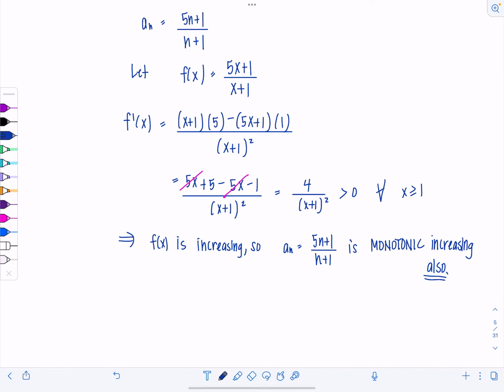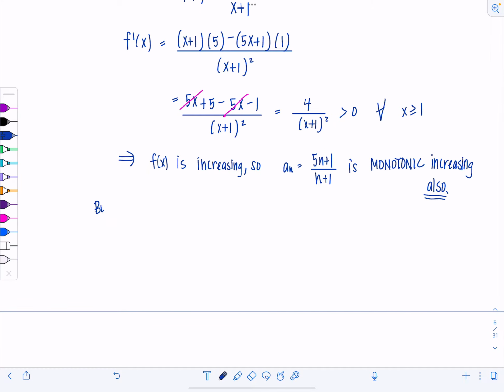Fabulous. Now, the other thing it asks us to determine is if the sequence is bounded. Is it bounded? Okay. Well, since it's increasing, that means the first term, a_1, is a lower bound, right? Because every term after that is going to be bigger, so the first term can act as a lower bound. So what's a_1? a_1 would be (5 times 1 plus 1) over (1 plus 1), so that's 6 over 2, so this is 3.